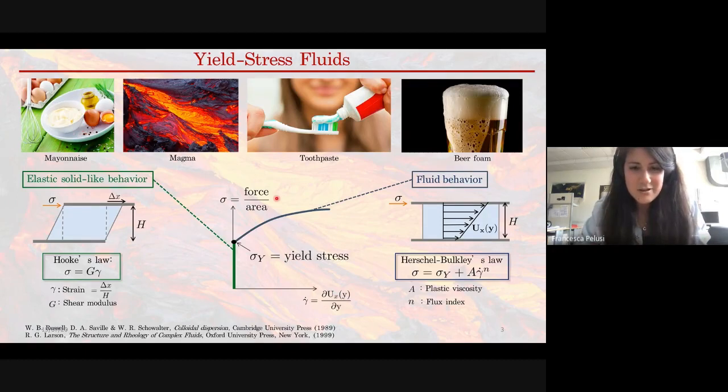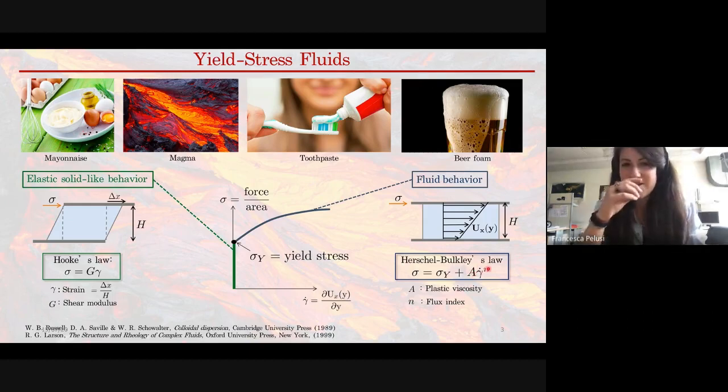In fact, if you look at the rheological curve here that relates the applied force per unit area and the velocity gradient, you can see that if you stress the system below the critical threshold, called yield stress, it typically behaves in an elastic way. Instead, if you apply a stress that overcomes the critical threshold, they typically start to flow. And in this case, the rheological behavior is well described by the phenomenological law of Herschel-Bulkley. In this law, there is the yield stress, the threshold here, the plastic viscosity A, and the flow index.